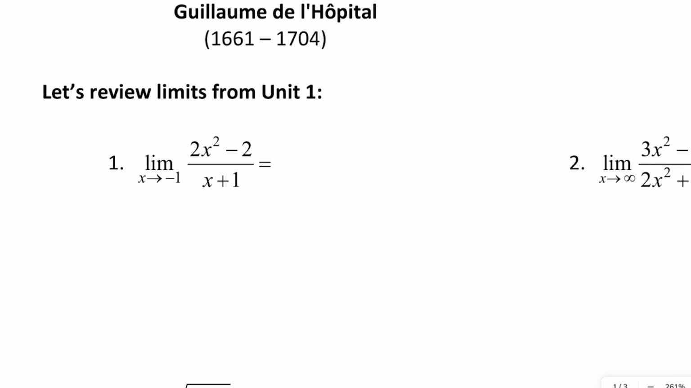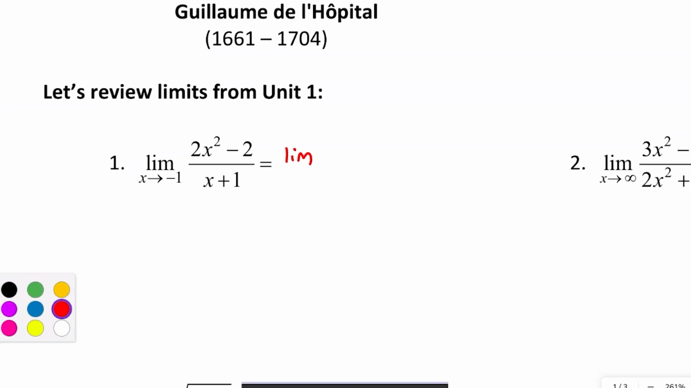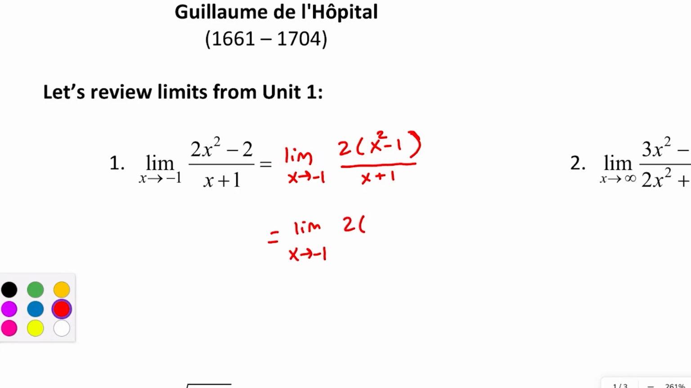With this one, obviously, if we try to plug in -1, it doesn't work. We get a divide by 0 error. So we approach it a little differently, and we factor out a 2 in the numerator. So we have the limit as x approaches -1 of 2 times x squared minus 1 over x plus 1. And that x squared minus 1 is the difference of two squares, so we can factor that further. That will be the limit as x approaches -1 of 2 times x plus 1 times x minus 1 over x plus 1.